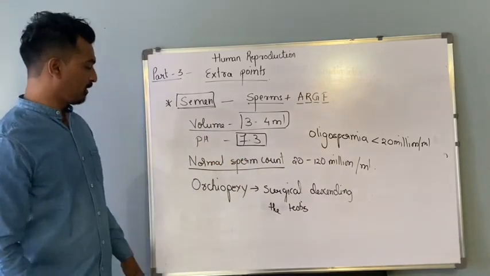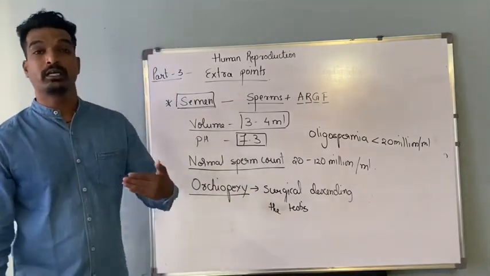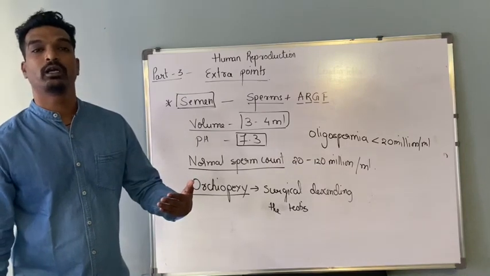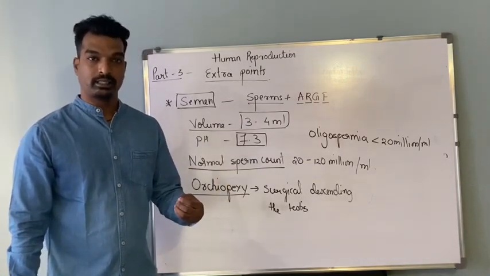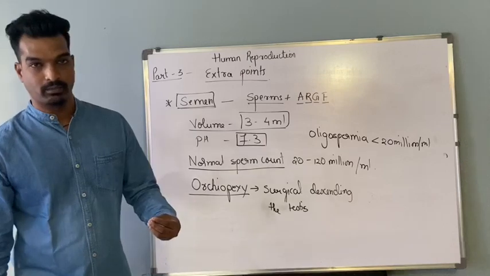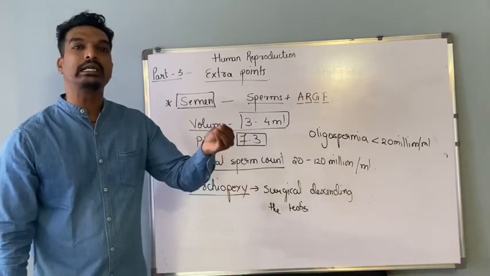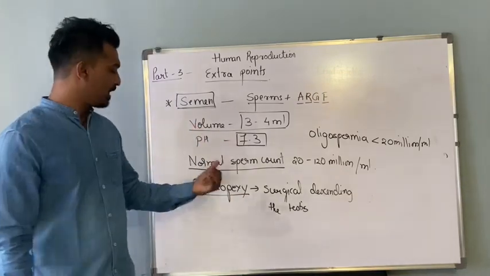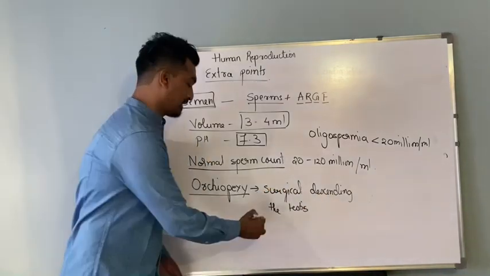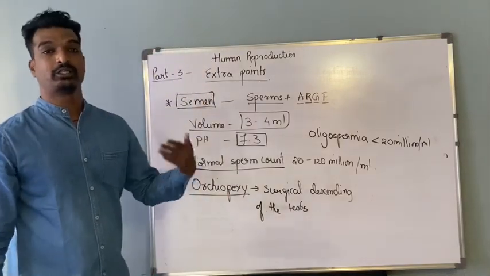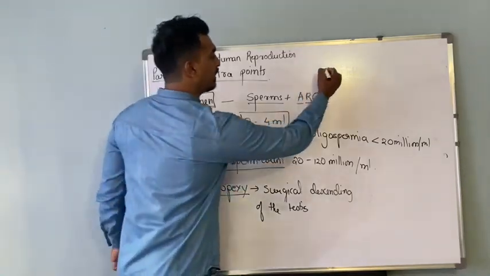Then next there is one more word called orchiopexy. We studied cryptorchidism. Cryptorchidism means the testes have not descended after birth. That condition is called cryptorchidism. Now this cryptorchidism can be overcome surgically, and surgically descending the testis from the abdominal cavity is called orchiopexy. So orchiopexy is the surgical descending of the testis in childhood.